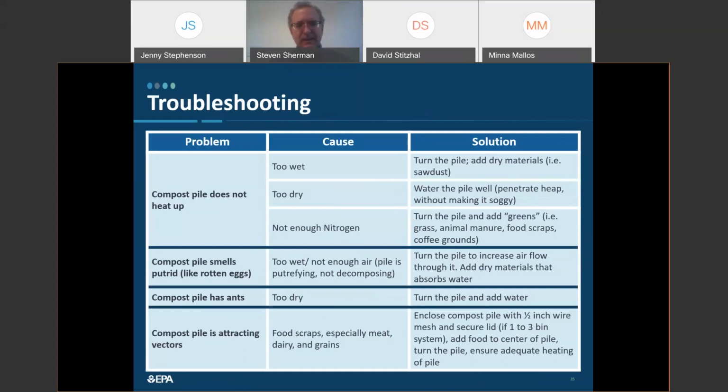And then if it's attracting animals, it may be that the food scraps are too close to the surface. You can't just dump and run. You've got to bury the food into the pile, and the pile has to be hot enough so that animals aren't interested in it. It's also helpful in a home scale or very small scale system to use wire mesh, something to keep out unwanted animals. And again, putting the food in the center of the pile and turning it.